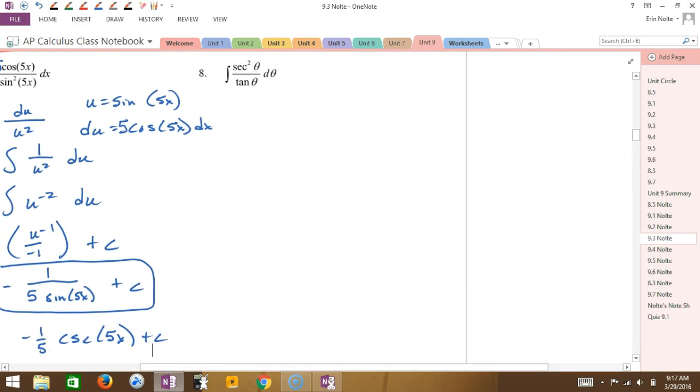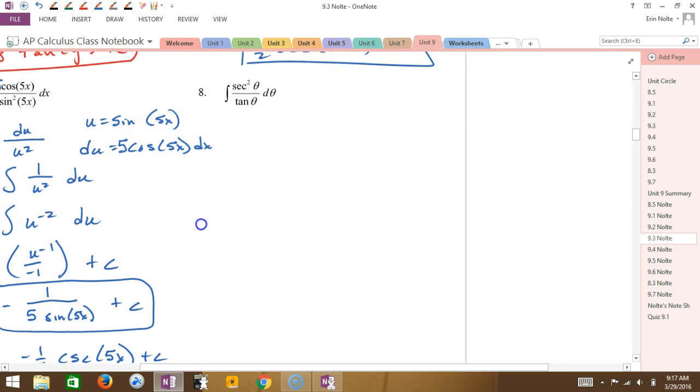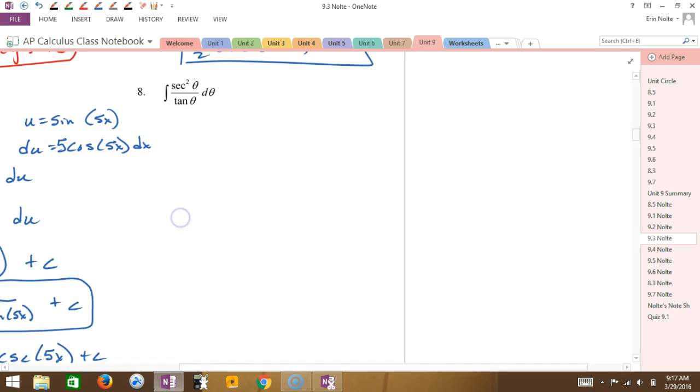Okay, let's try number 8. How do I do number 8? Who's got an idea? You look at that, does that look familiar to you? Okay, so when you see a fraction, what 2 rules are you going to try? 14 and u substitution. We're going to start with thinking about 14. Okay, I'm not going to write this down this time. I'm going to think about it.